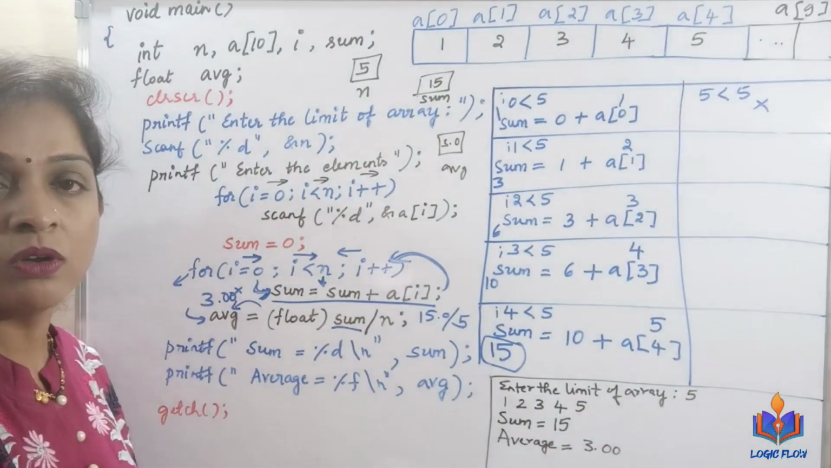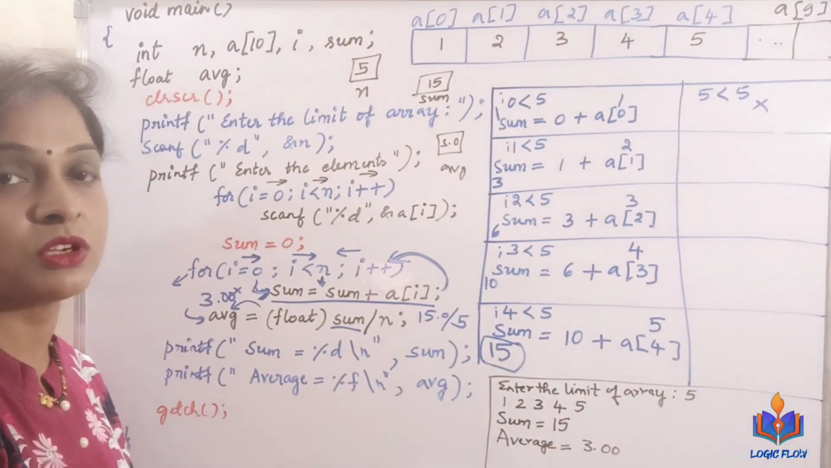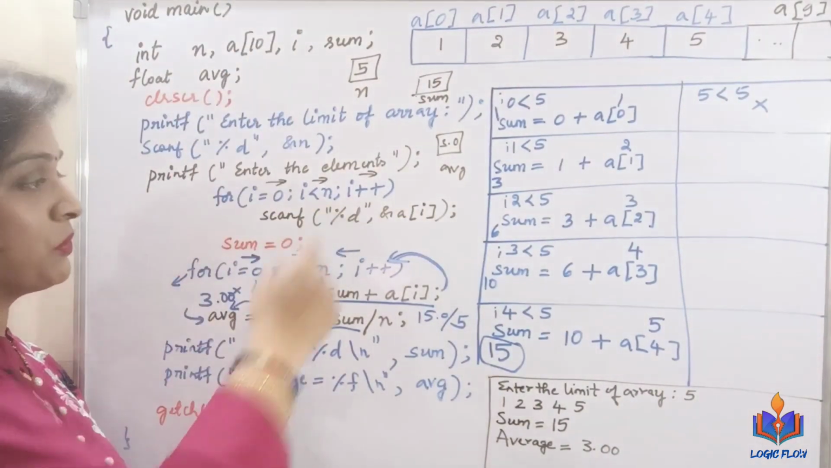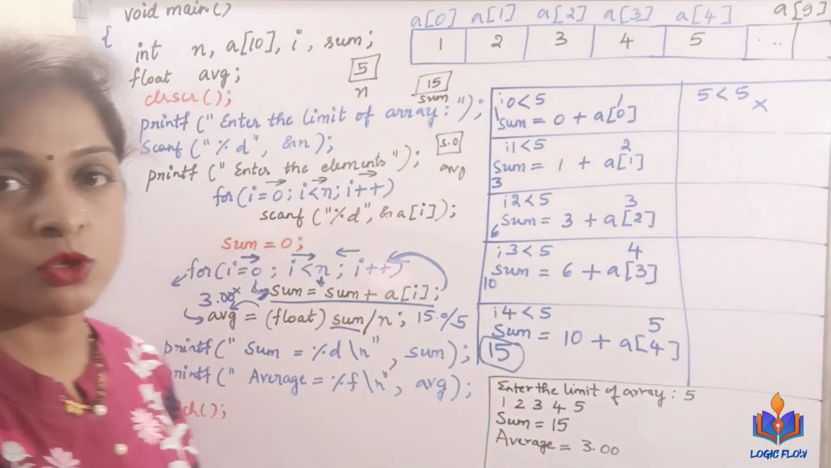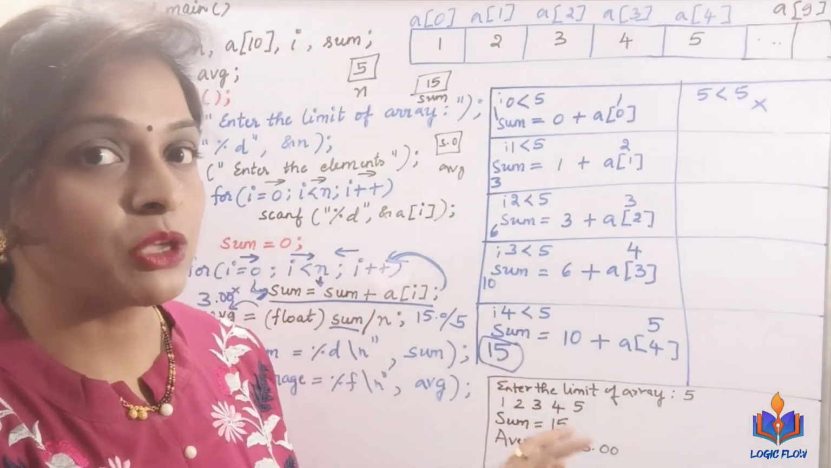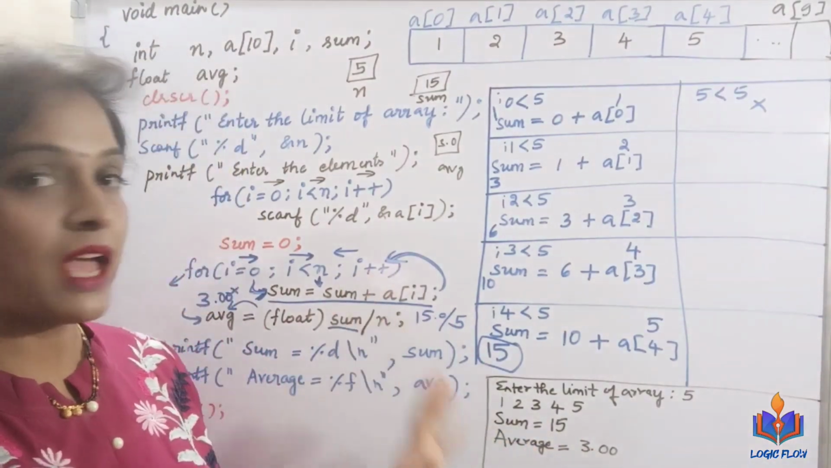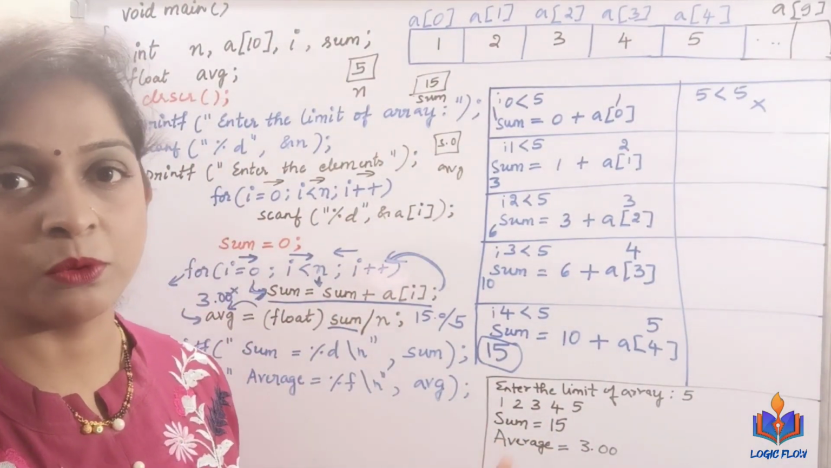So this is how the sum and average can be computed using arrays and using a loop structure. Hope you have understood this. So we have seen the dry run of the program. Now let us see the actual execution of the program.